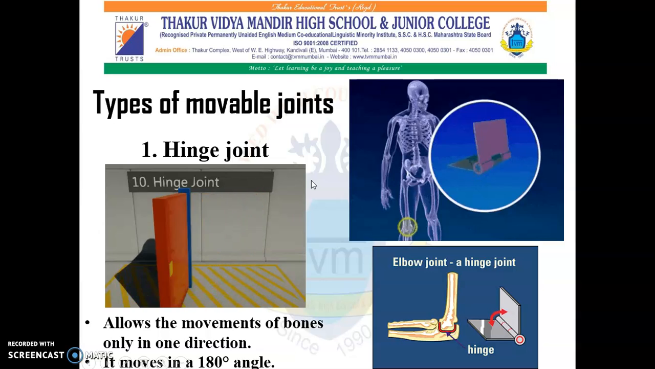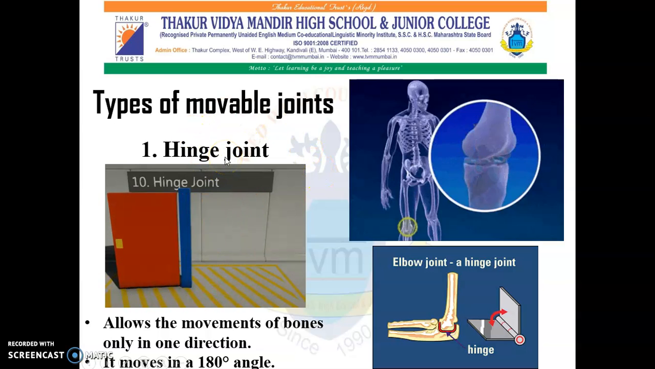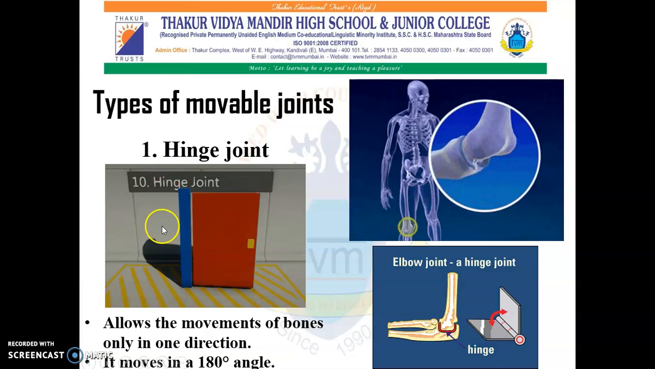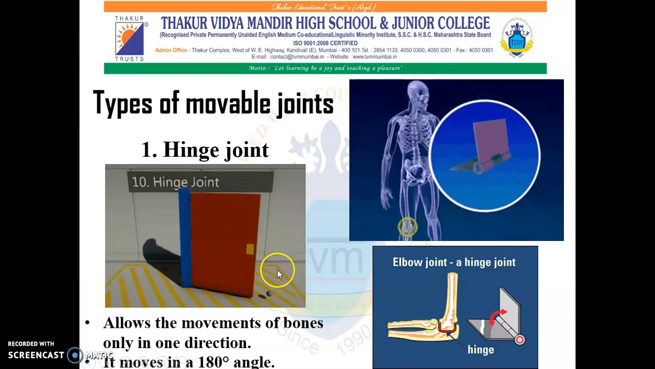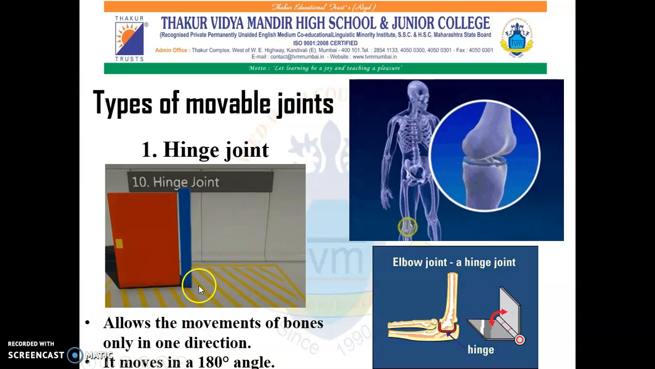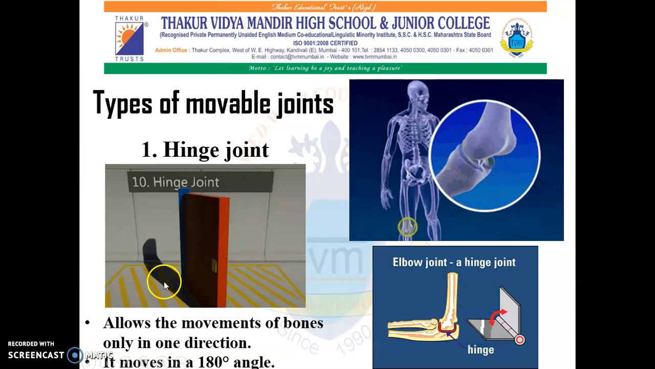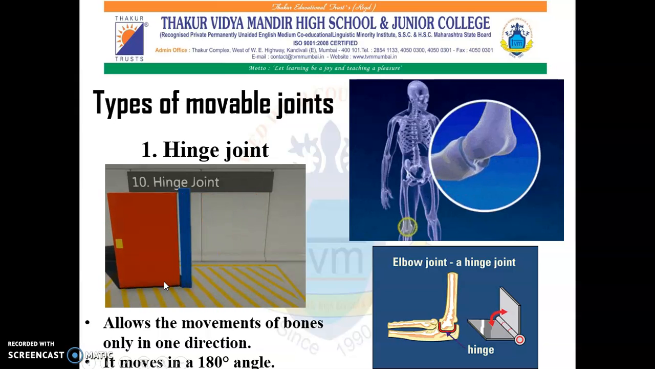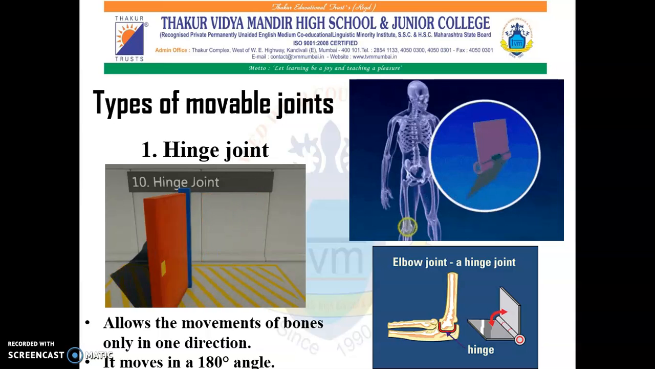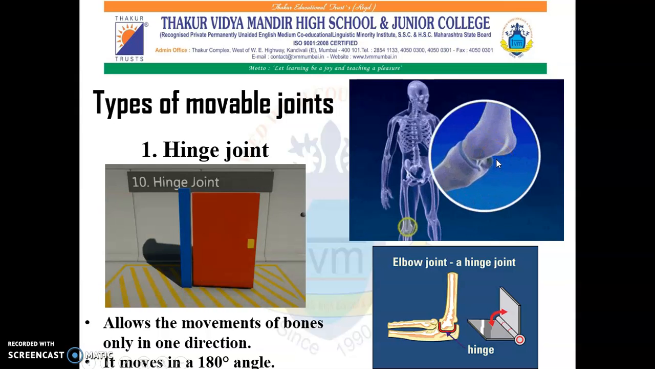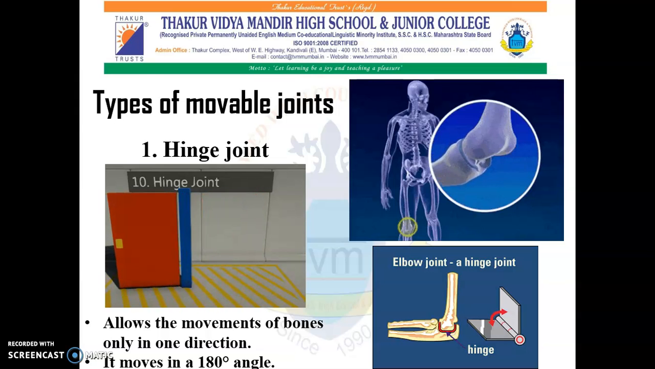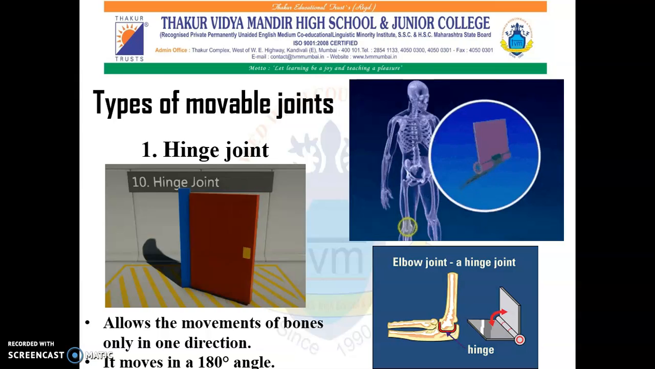Let us understand different types of movable joints. Hinge joint. As the name itself indicates, hinge, it is a movable joint or the mechanism which you have seen in the door. Right? It allows the movement of the bones only in one direction. And you can see over here the angle that is formed by the door. Right? It is a 180-degree angle. So this type of joint allows the movement of the bones in a 180-degree angle. On the right hand side here you can see a laptop. Right? So the movement of the flap of the laptop is also of 180-degree angle.